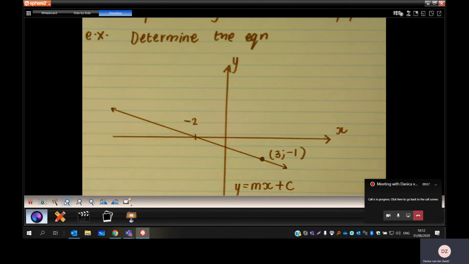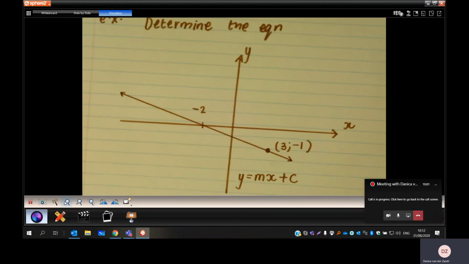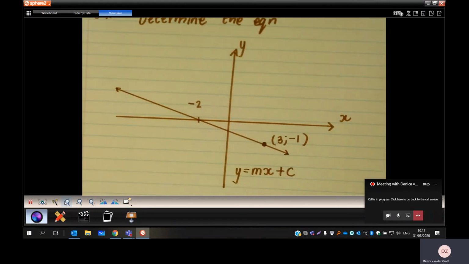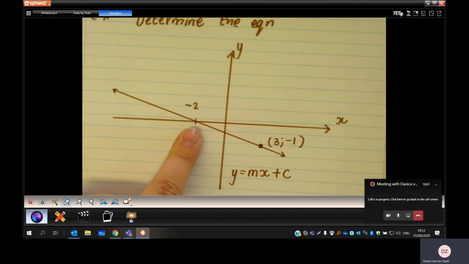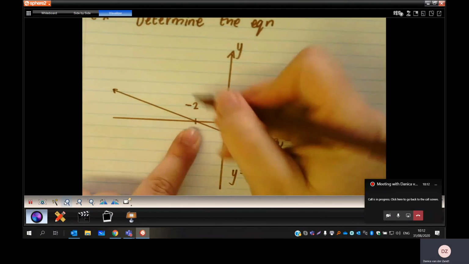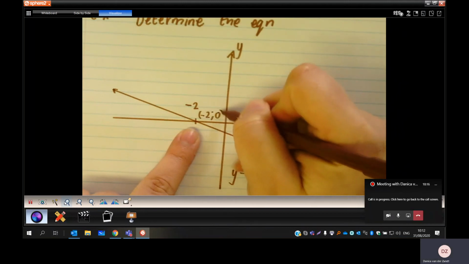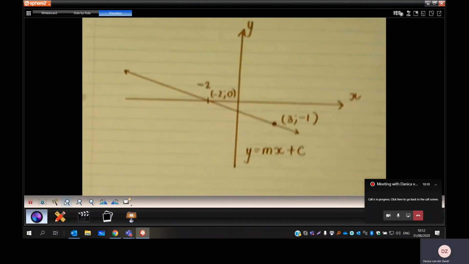Okay, let's have a look at that one. So I'm going to do it the other way. Okay, I don't know my y-intercept, so I'm going to have to find this coordinate. Do I get given an x or a y? X. So this coordinate would be -2 and 0. So now I need to calculate my gradient.